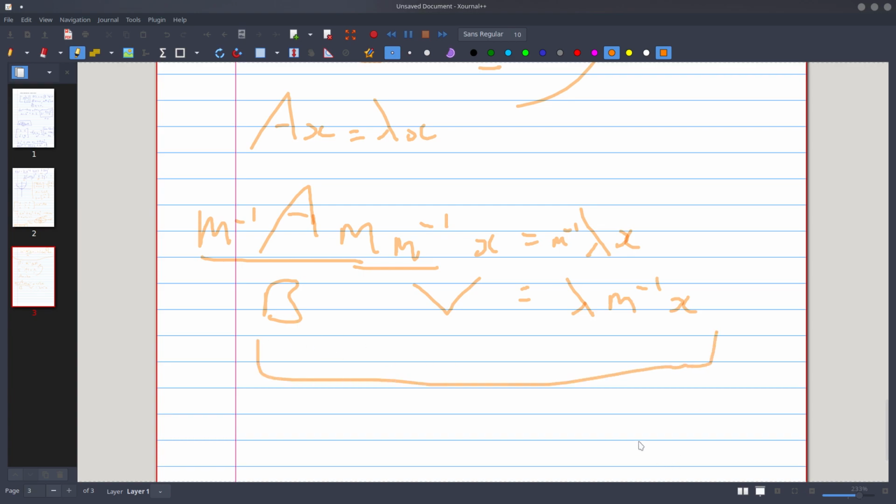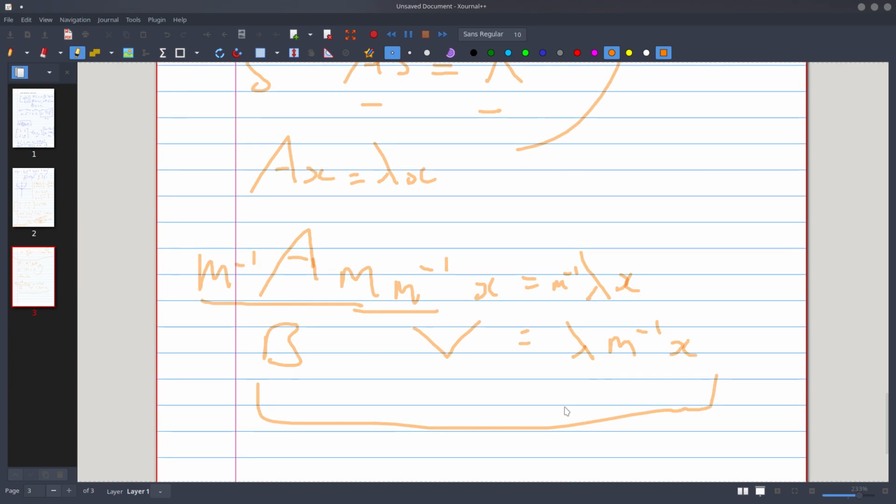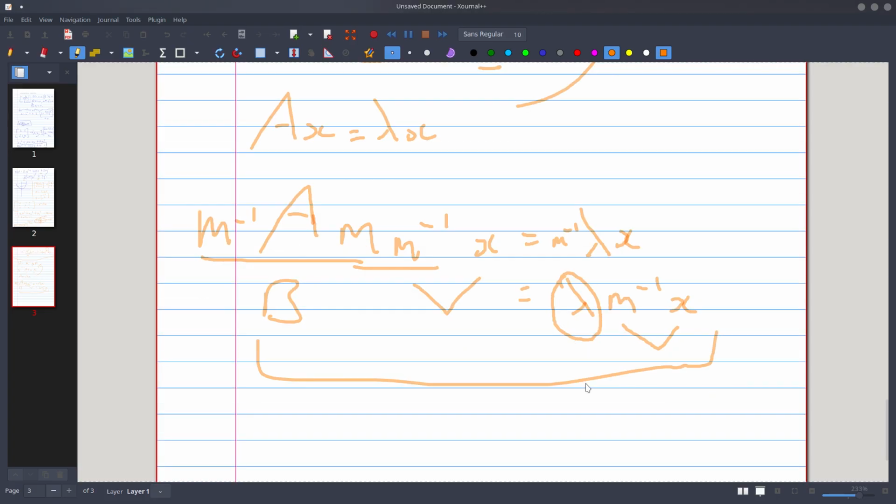This is the same definition as AX equals lambda X, right? Some matrix times a vector, this is our vector here, is going to produce that vector, but just scaled. So the point is they have the same eigenvalues, but not the same eigenvectors.